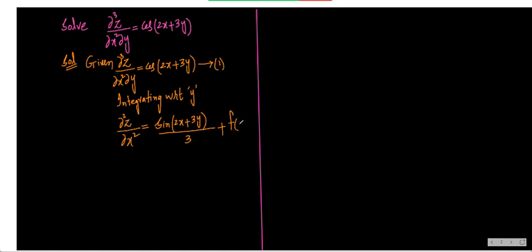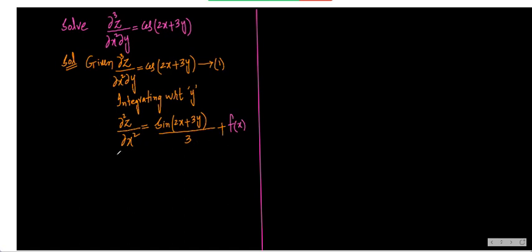Better to use another color here so that you can easily understand. I should always write the constant after integrating. Integrating with respect to y means the constant f(x). Don't write simple c. If we are integrating with respect to x, then the constant will be f(y). Now that will become the next step.